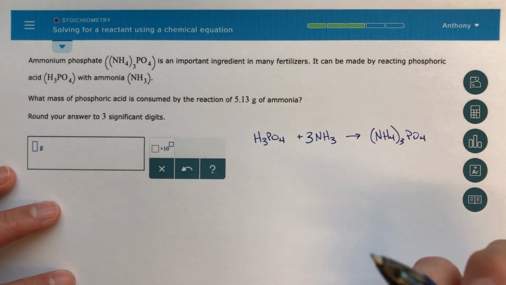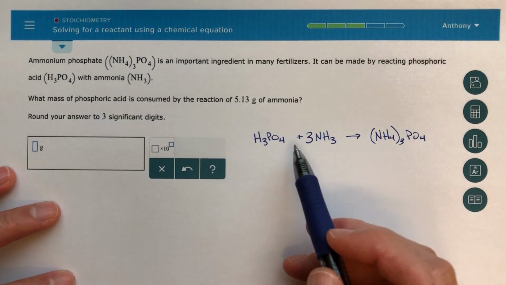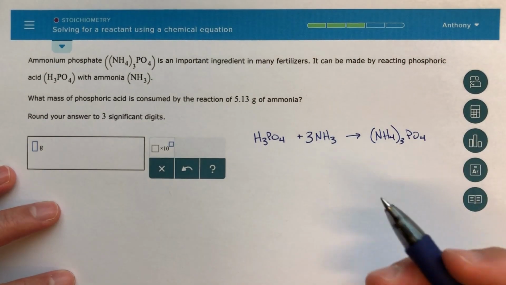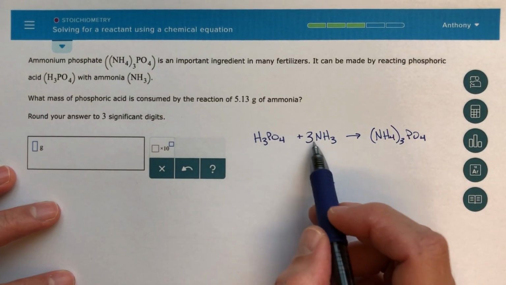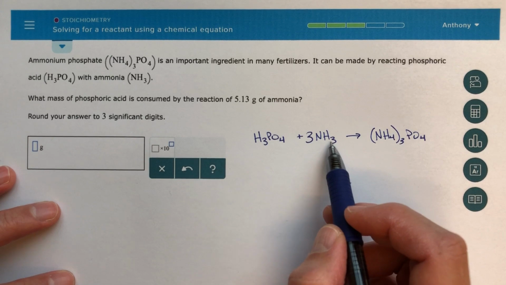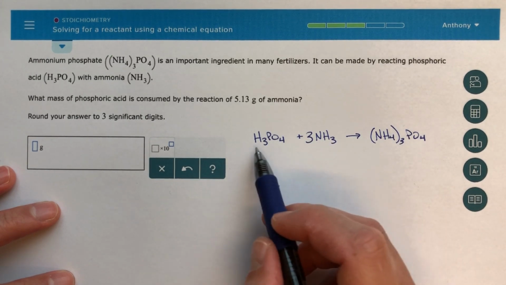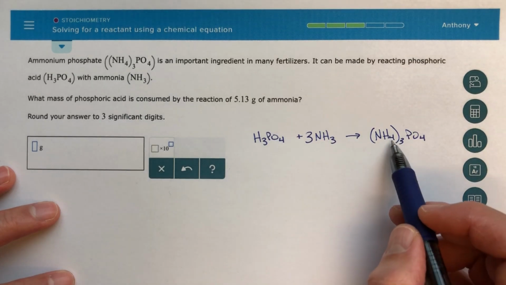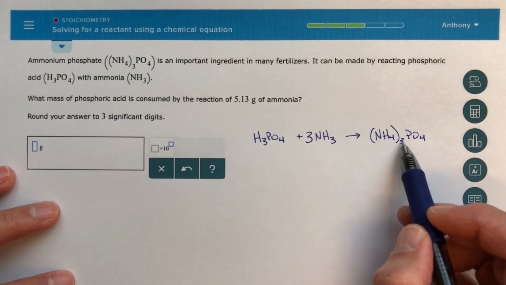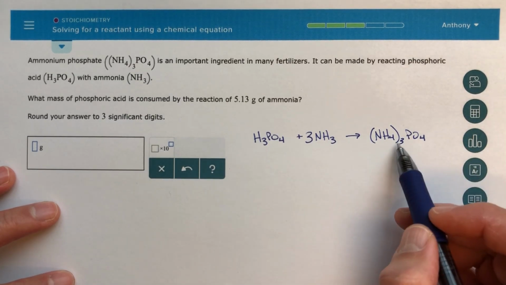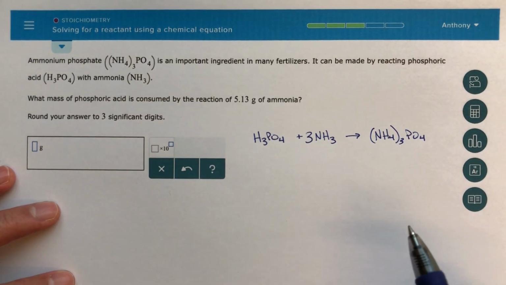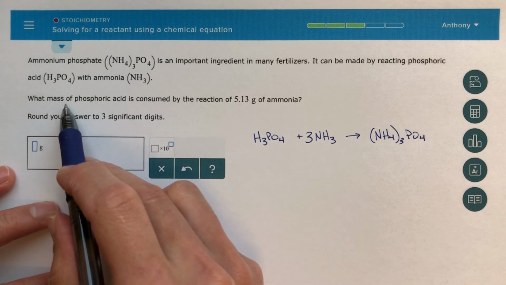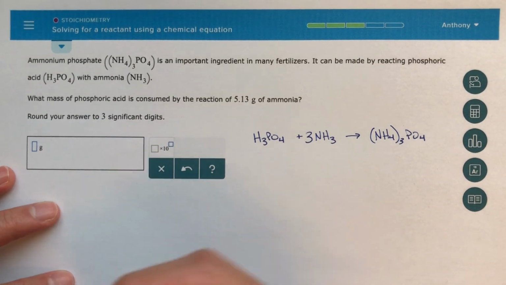And then I would go and check my hydrogens. And typically, if we just deal with these nitrogens and phosphates first, then the hydrogens will work themselves out. So I've got 3 hydrogens here, plus 9 hydrogens, would be 12 hydrogens total on this side. So 3 times 3 here is 9, plus these 3 is 12. And then 4 times 3, so I've got 3 of these NH4s, that would be 12 hydrogens. So this is now a balanced chemical reaction. So that's good. So the next step is really figuring out what the question's asking and getting started.